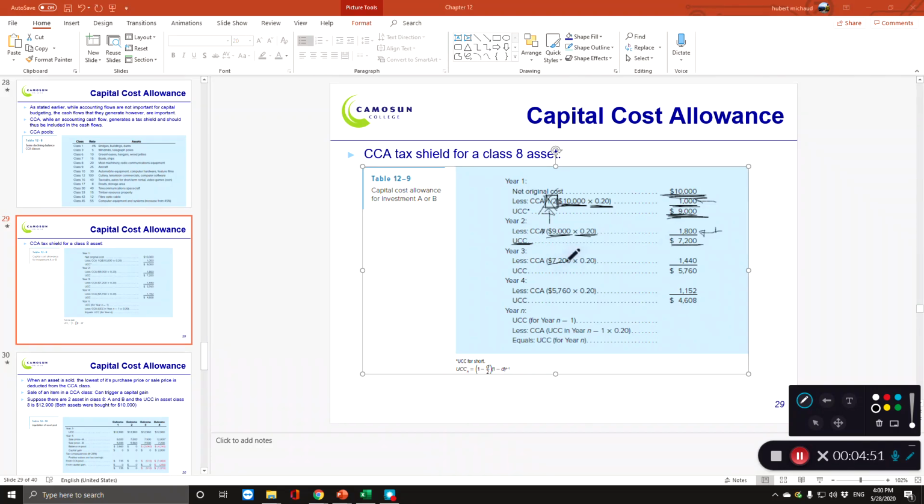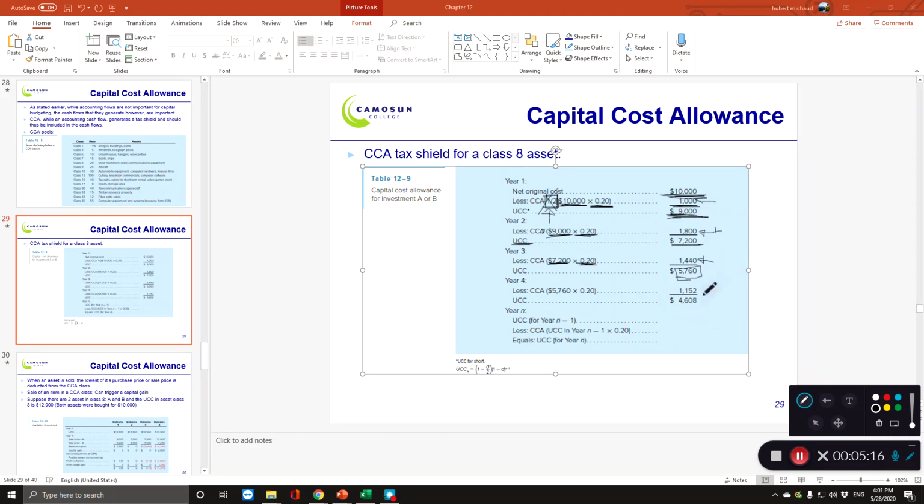Next year I have 7,200. I can depreciate it at a rate of 20%. I'm going to get 1,440 that I can use as amortization for that year. Okay, I'm going to be left with 7,200 minus 1,440, 5,760 in undepreciated capital costs for this asset pool.